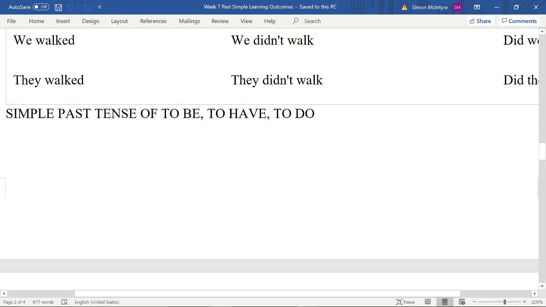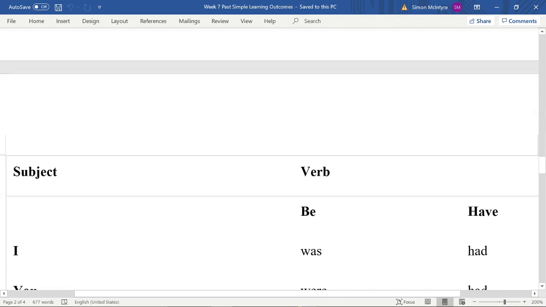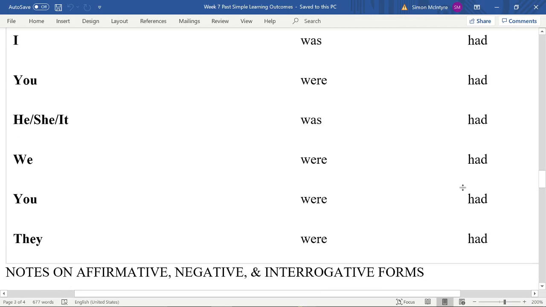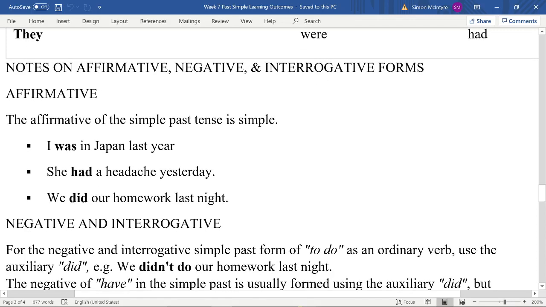Tricky ones are to have, to be, to do, right? I was, right? So these are irregular. You were, he was, right? I had, she had, you had, they had, right? I was in Japan last year. She had a headache yesterday. We did our homework, right?